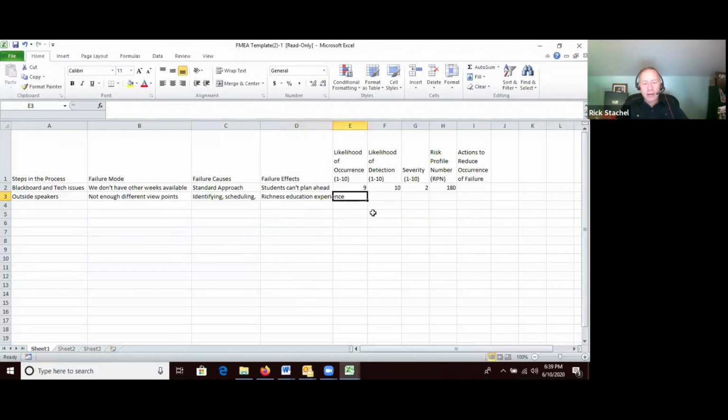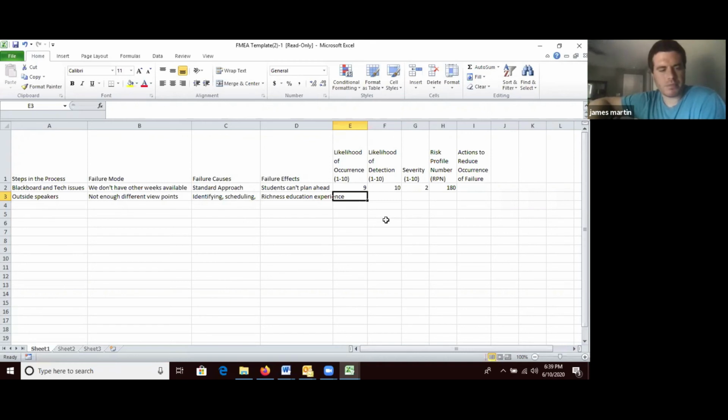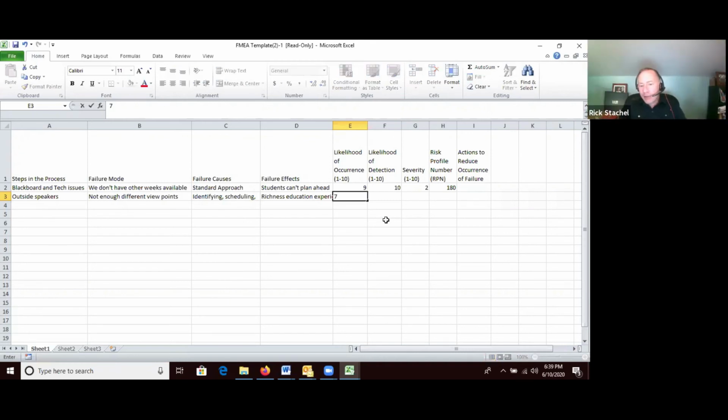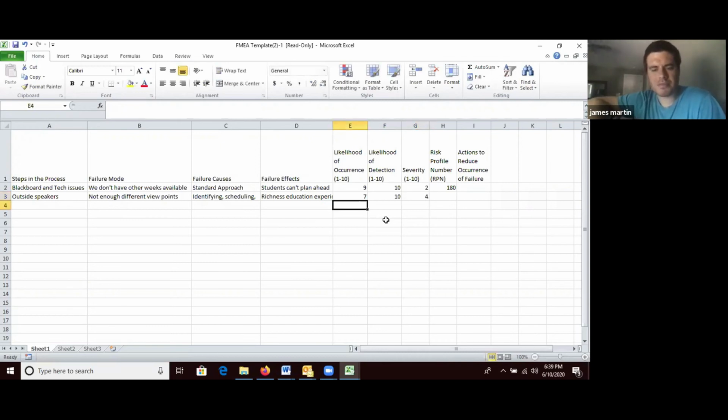So likelihood of occurrence, I mean, it occurs now, right? But it can be corrected. It's not as likely to occur as a 9, because that's kind of a university policy, the Blackboard tech issue. So I might put it at a 7 or something like that. It just takes time and effort. Likelihood of detection, well, you'd be able to detect that pretty well, so that's a 10. And what's the severity? Maybe a 4. Yeah, probably a little higher than the other one, right?